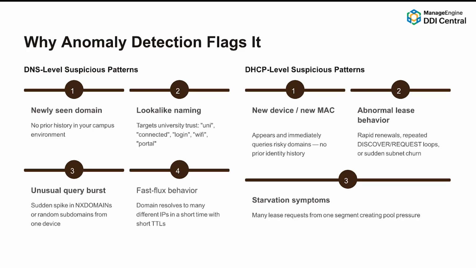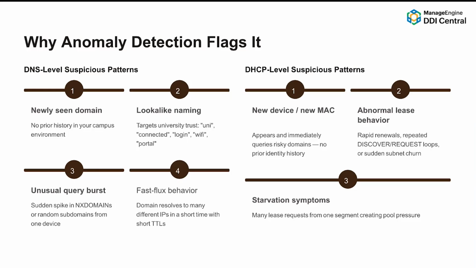So the key point is this: we don't declare compromise from one signal, we build a case from multiple weak signals that correlate into one strong story: a believable email, a click, a first-time campus domain, a suspicious DNS behavior tied to device identity. And this gives your team what matters most: an early warning at the DNS layer and enough context to respond fast.